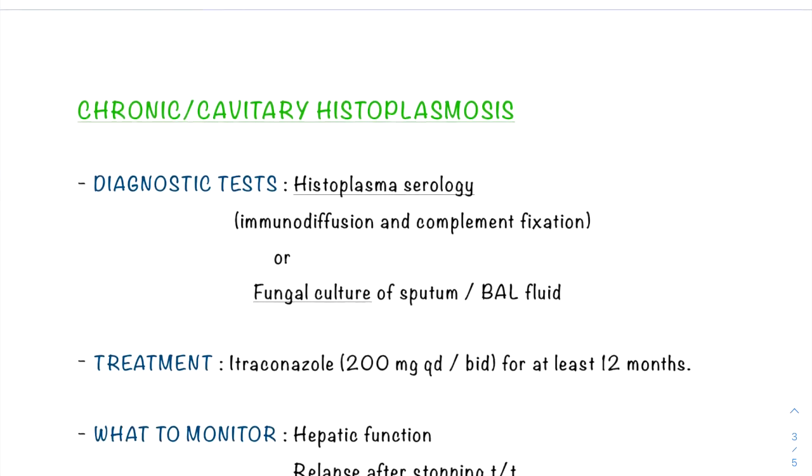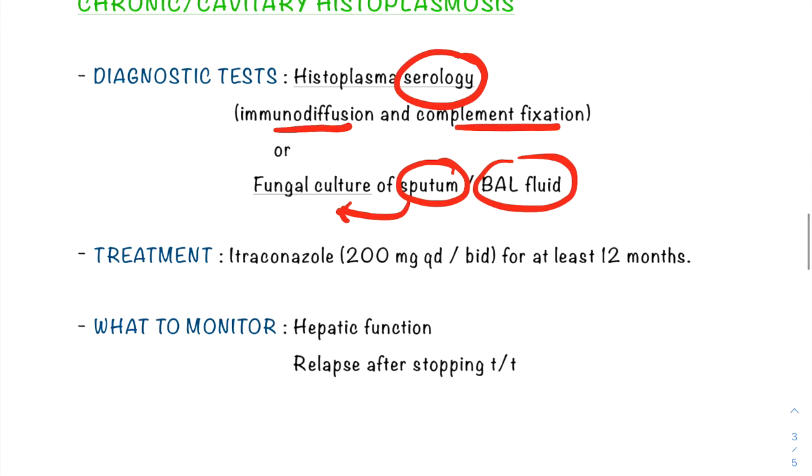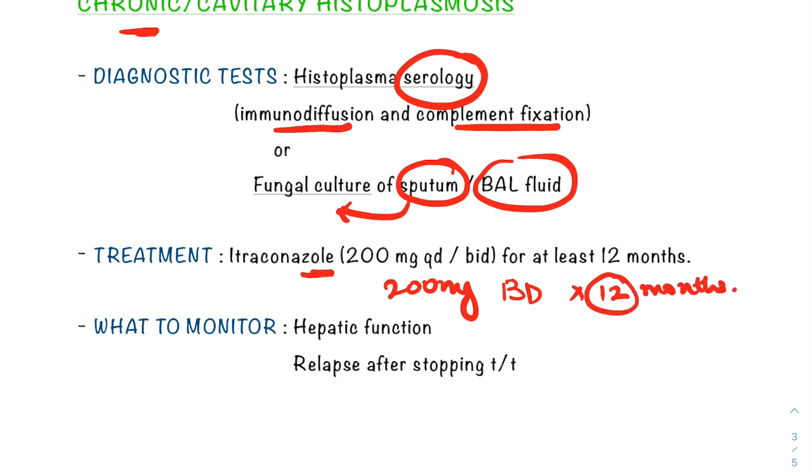Next, coming to chronic pulmonary histoplasmosis or the cavitary pulmonary histoplasmosis. How do we diagnose it? We diagnose it using serology, that is the histoplasma serology, that is done by techniques like immunodiffusion or complement fixation. Or rather, we can send the sputum or the bronchoalveolar lavage fluid for fungal culture. The treatment for a chronic case is itraconazole only, and that is given in a dose of 200 milligrams, usually given twice a day for at least 12 months. We need to give the itraconazole for 12 months.